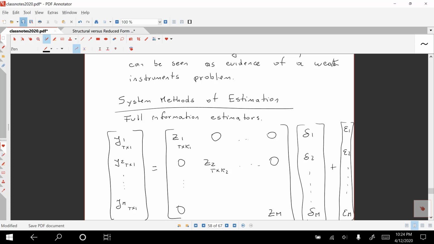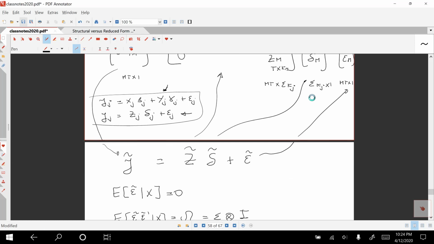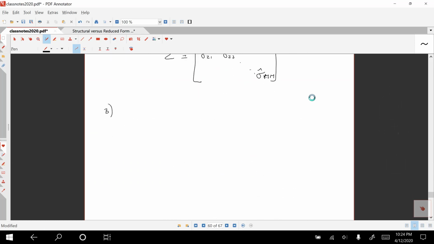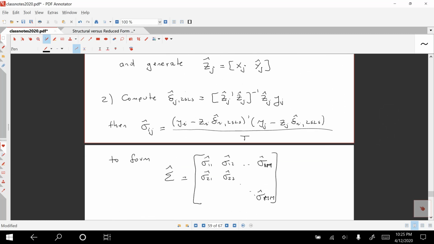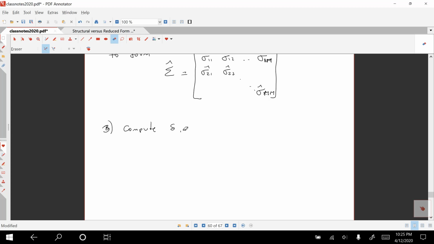Okay, so once we have all that information, we can use the formulas I already gave you for the three-stage least squares estimator. So we can compute delta tilde hat three-stage least squares, which I'll call 3SLS without any comma, and the variance of that delta tilde hat three-stage least squares estimator using the formulas above.